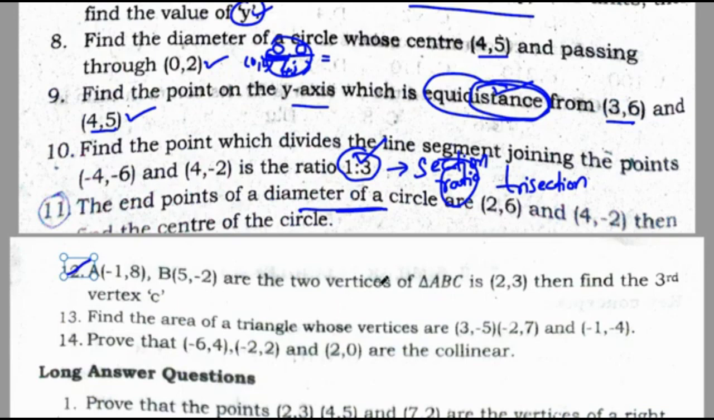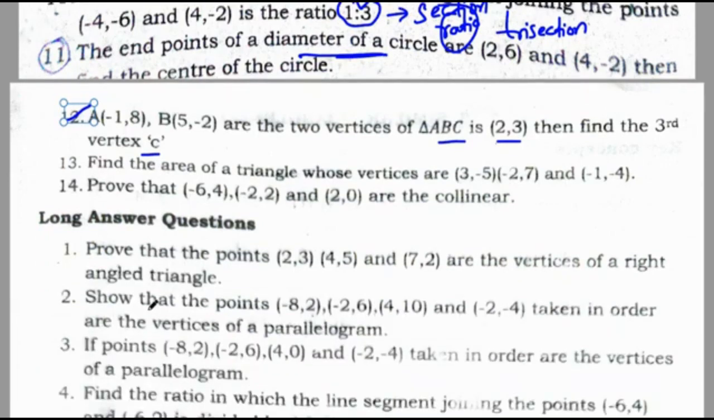(-1, 8), (5, -2) are vertices of triangle ABC whose centroid is (2, 3). Then find the third vertex. Next, find the area of the triangle. 3 points are given. We have to represent the 3 points with x1, y1, x2, y2, x3, y3. And you have to apply this in the area of triangle formula, which is half into x1(y2 - y3) plus x2, and so on.